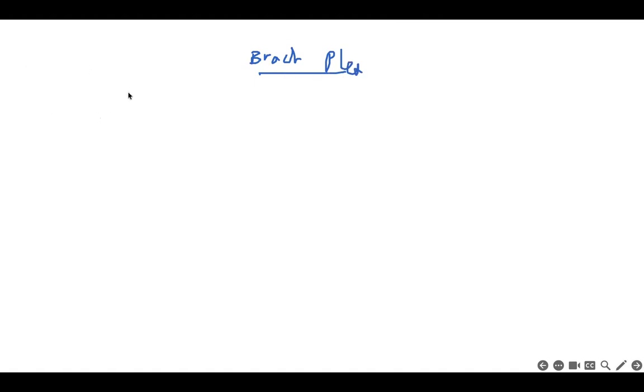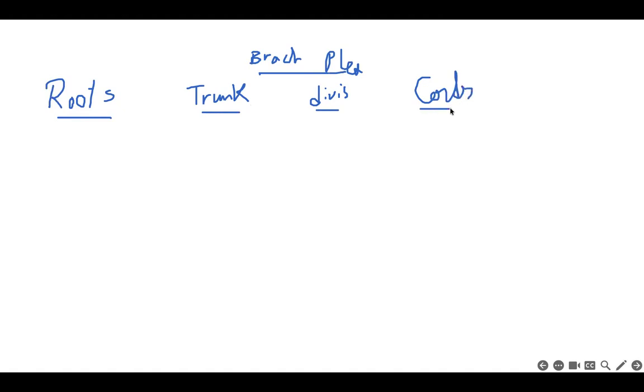Okay. The brachial plexus, like a tree, has stages of formation. It is formed first by roots, and the roots unite together to form a trunk. After that, the trunk divides. So this is the stage of division. And the divisions will unite to form cords, and finally branches.